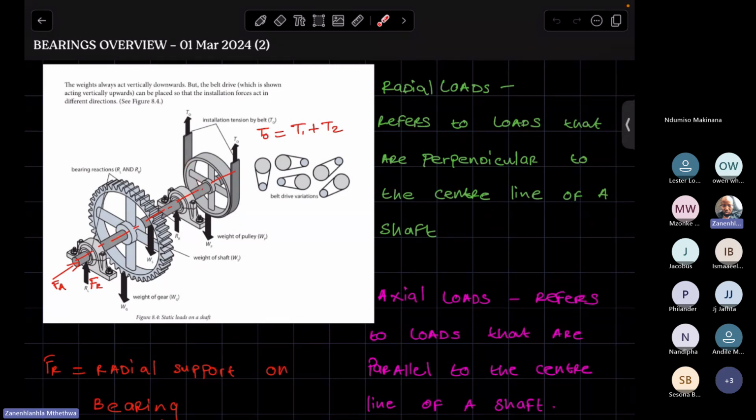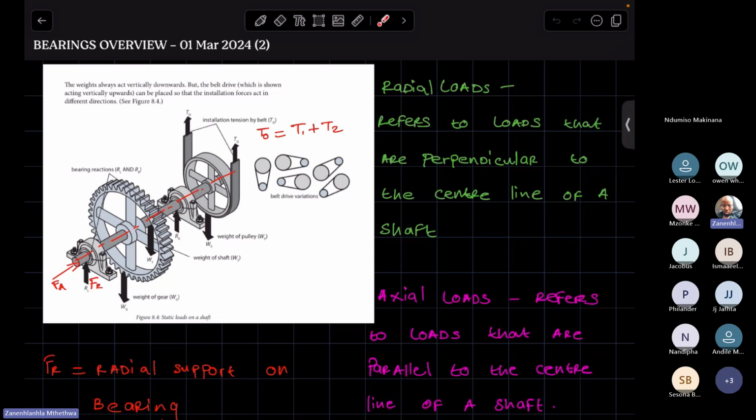a belt drive could either be transmitting torque or power, or not transmitting torque, meaning on a standstill. So a static load for a belt drive system, we would get if the belt drive is not transmitting any torque. When the belt drive is not transmitting any torque, the load that the shaft is being subjected to would be a static load.